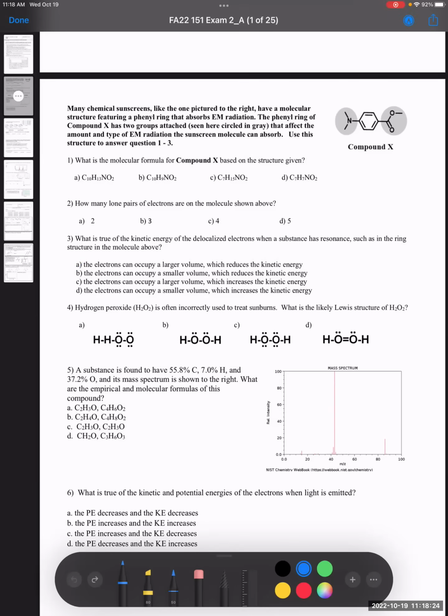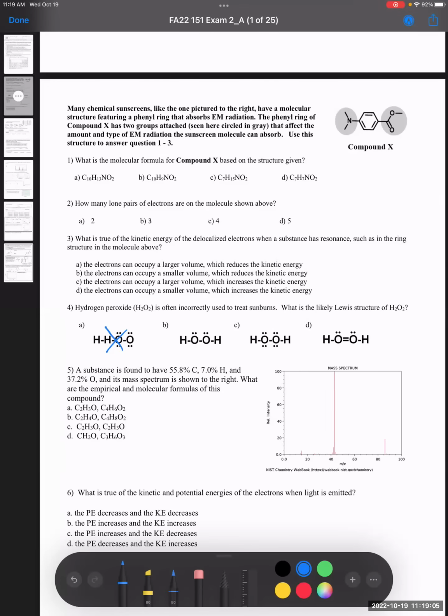Okay, and moving on to question 4. Hydrogen peroxide is often incorrectly used to treat sunburns. What is the likely Lewis structure of H2O2? So option A, I'm going to discard that right away. Why? Because we have a hydrogen with 2 bonds. Hydrogen usually forms 1 bond, because if it has 2 bonds, that means we have 4 electrons around it. The valence shell of hydrogen is the first shell, which can only accommodate 2 electrons. Therefore, 2 bonds are not possible.